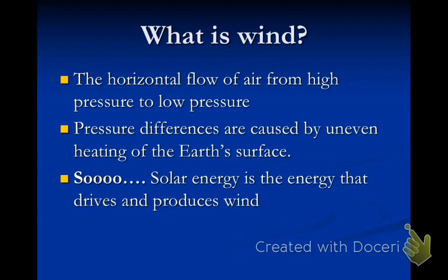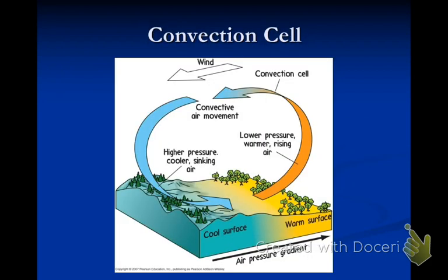So basically what we get from this is that the solar energy, the energy that comes from the sun, is what drives and produces wind. So we have wind because of the energy from the sun. Okay, this leads us to the concept of a convection cell.